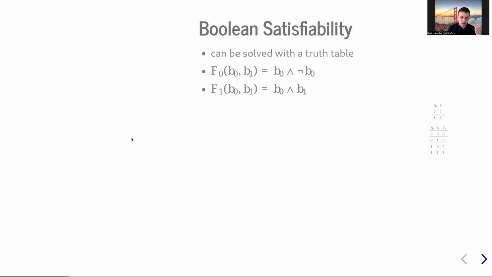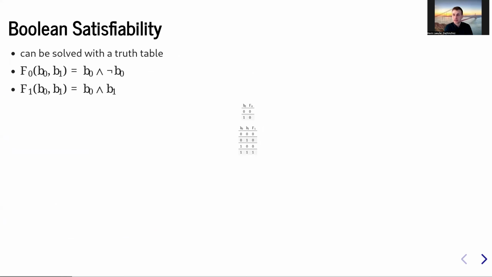So now how can we solve this problem? One way we can think about solving it is with a truth table. This is our first formula that we had here, B0 and not B0. If we write out the truth table, we see that f is always 0. So if we write out the truth table and the result is always 0, then we know it's unsat. Then there's the next formula, F1, where we had B0 and B1. Here we can also write out the truth table, and we see there's one row where F becomes 1. This basically gives us our assignment for which the formula is satisfiable.